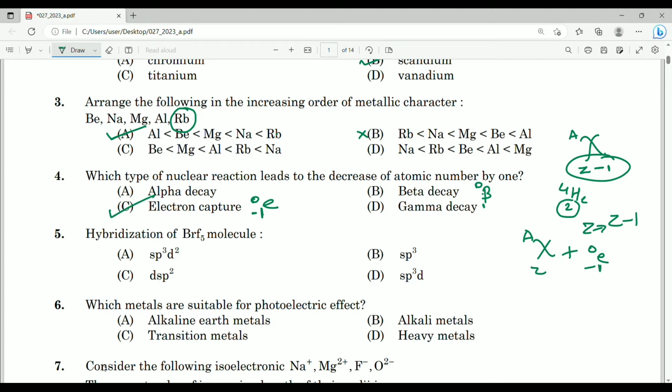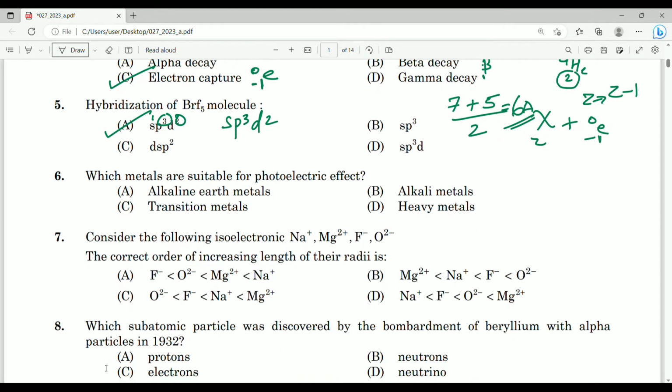Fifth one, hybridization of BrF5 molecule. Hybridization of BrF5: for bromine 7 electrons, then fluorine 1 electron each. So 5 fluorines are there, then divided by 2. That means 7 plus 5 by 2, 12 by 2, which gives 6. So 6. First option sp3d2: 3 plus 2, 5 plus 1, 6. So sp3d2 will be the hybridization.